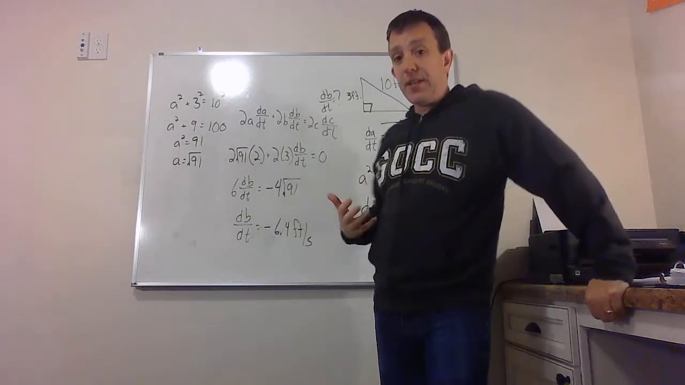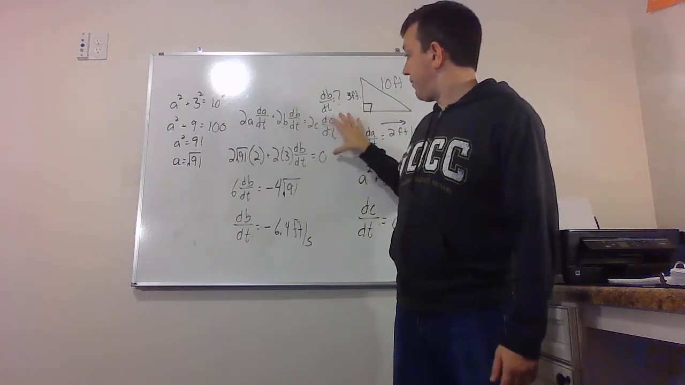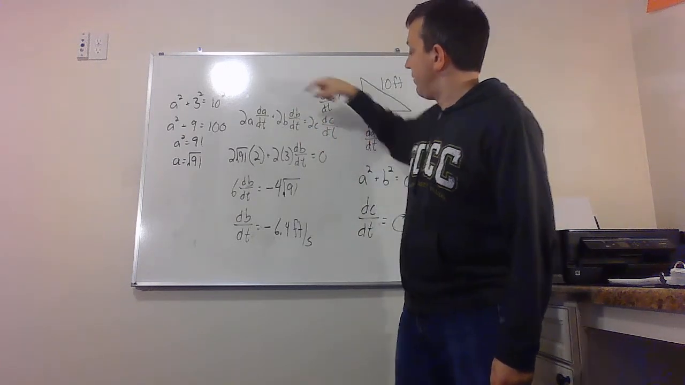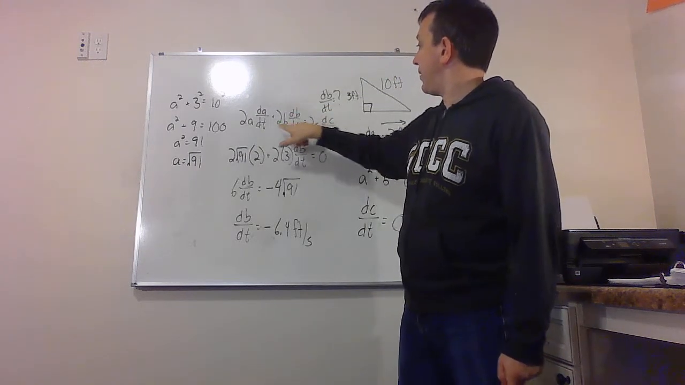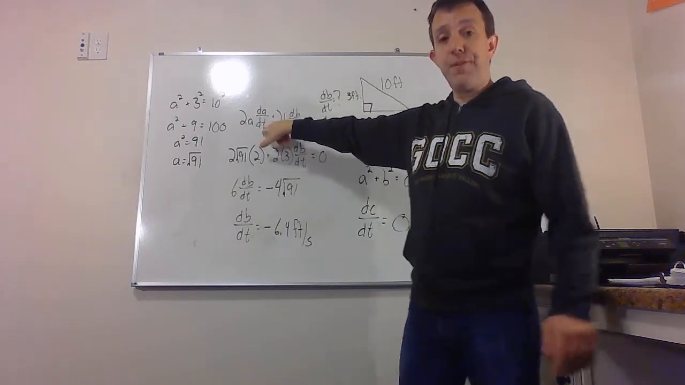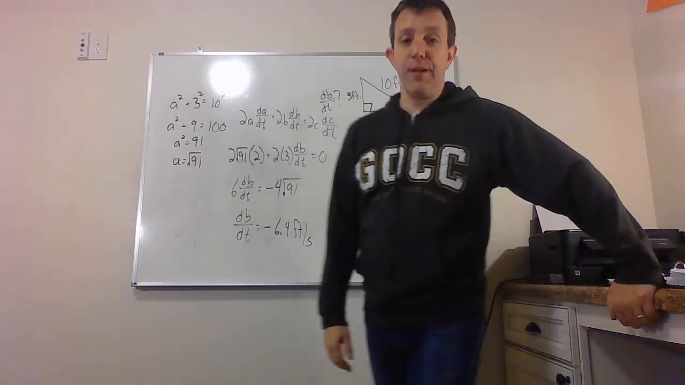And now you might be asking yourself, well, I can see where you've got all of this information except the dC/dt, right? We have A, we just found that. We were given B as 3. We know that dA/dt is 2 feet per second. We know C is 10, but what the heck is dC/dt?